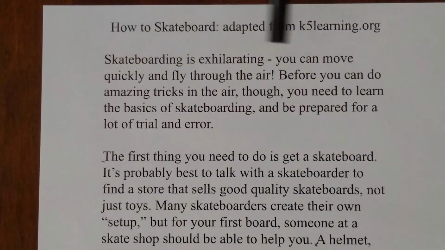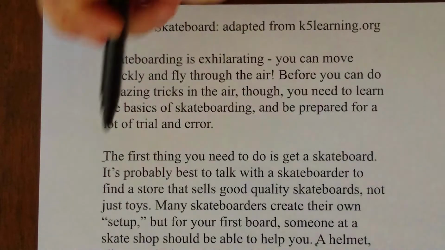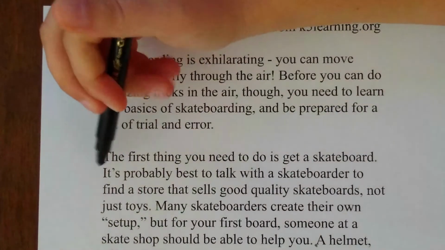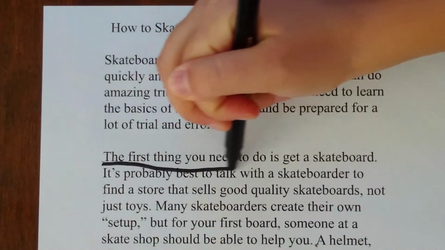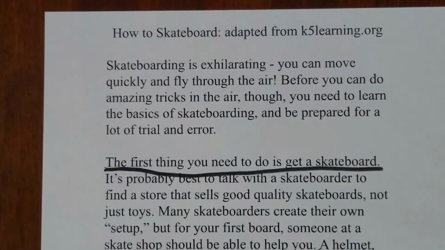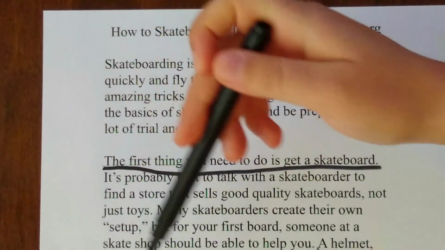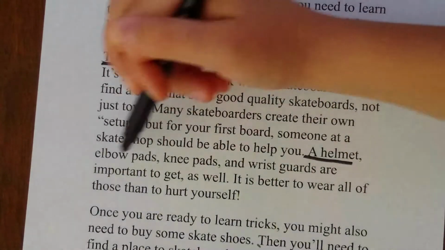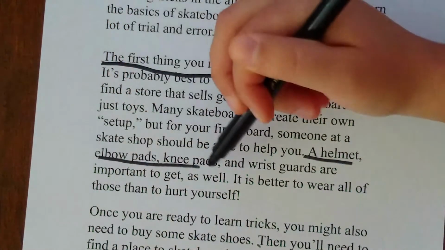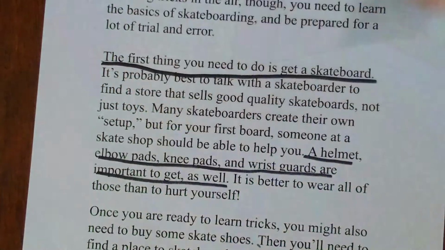Amazing work reading that story! Now let's underline steps from the story for the procedure of learning how to skateboard. Here we have: the first thing you need to do is to get a skateboard. Then, a helmet, elbow pads, knee pads, and wrist guards are important to get as well.